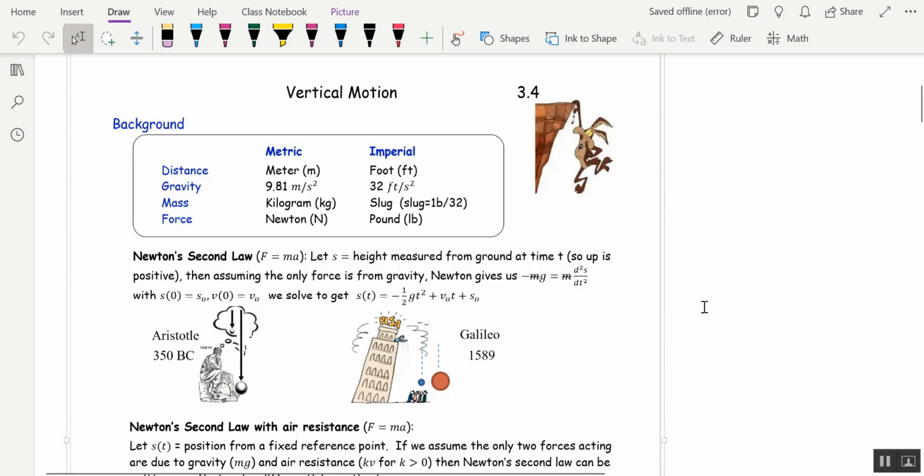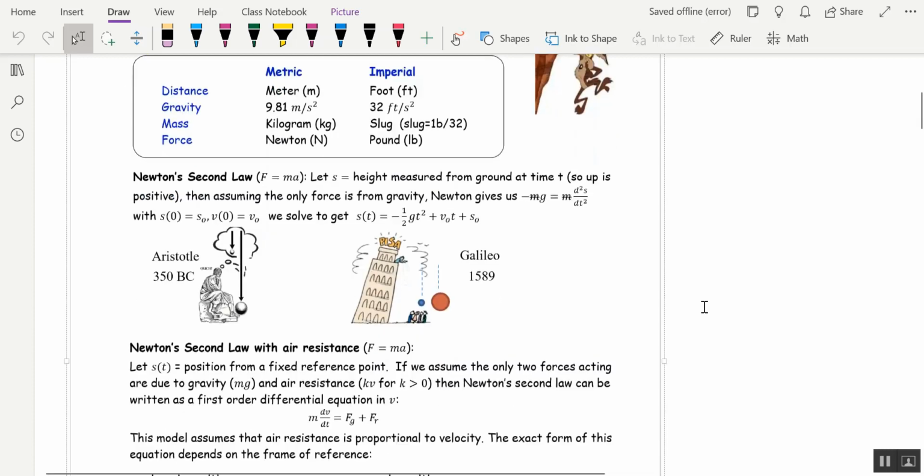For most of your mathematical career, probably since high school, you've been assuming that when an object falls, the only force acting on that object is acceleration due to gravity. And that's an okay model. And that gives you this equation here. And you can see that position is independent of mass. And that's because if we start with force is mass times acceleration, the masses cancel.